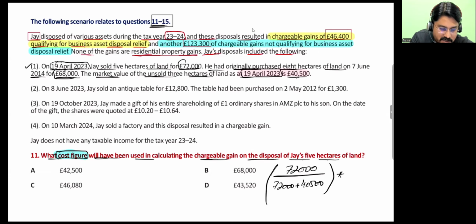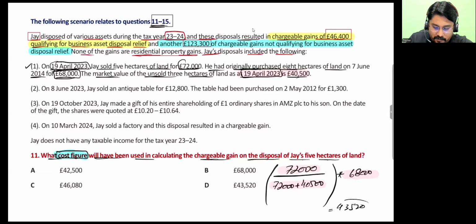Originally 8 hectares are purchased for 68,000. So that's the formula: market value of the part sold divided by market value of the whole asset, multiplied by the original cost of the 8 hectares once purchased. The cost of 8 hectares was 68,000. If you solve this fraction, you will get a value of 43,520.